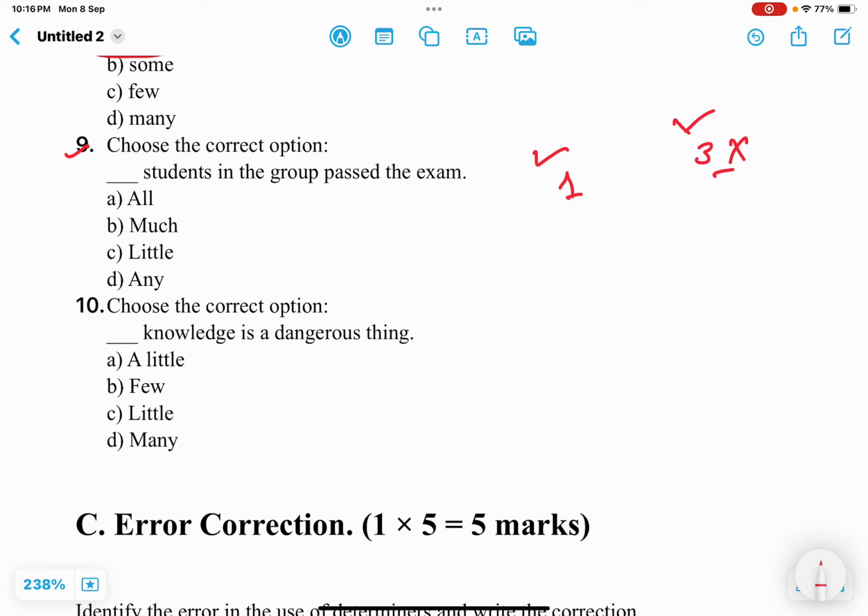So here the sentence is, dash students in the group pass the exam. Can we use much here? No, it is wrong because students are countable. Little is once again used with uncountable nouns, so it is wrong. Any is also used in negative sentences, so this cannot be used here. So one option is left, that is all. The correct answer is all students in the group pass the exam.